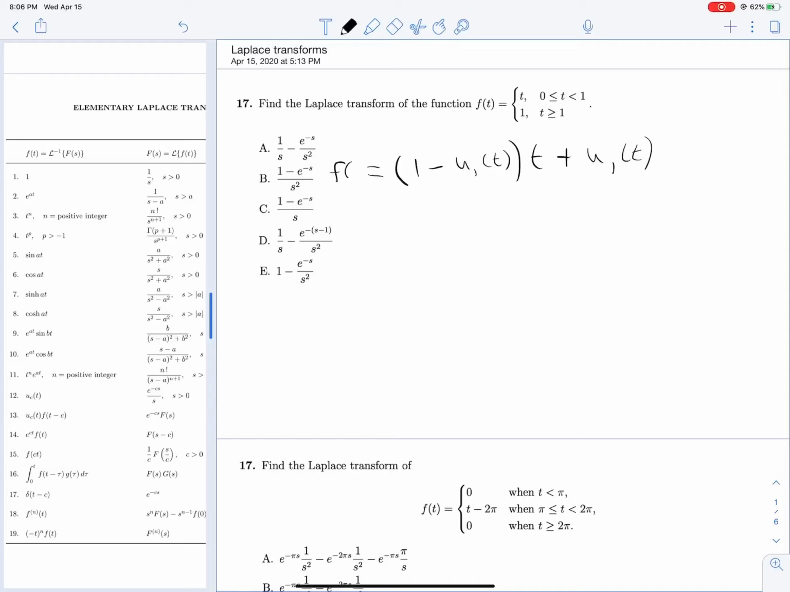So if this is f of t, let's do some rearranging to see if we can put this into a little bit of a nicer form. We have t minus t times u1 of t plus u1 of t. Let's factor our u1 of t out. We have t minus u1 of t, and then this will be t minus 1 in here, and this is still f of t. And now, actually, everything is in a form where we can take our Laplace transform pretty easily.